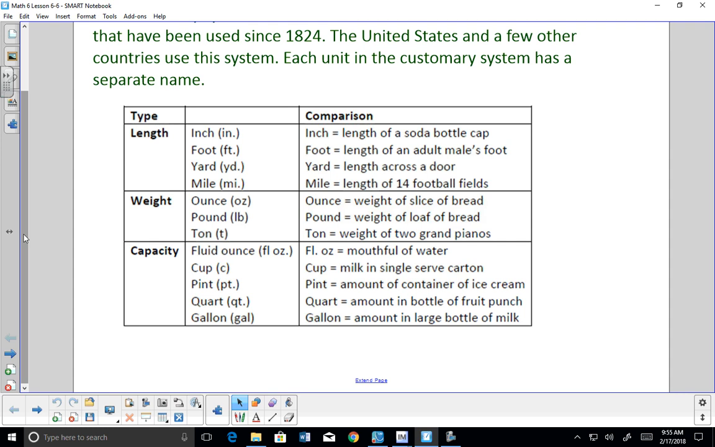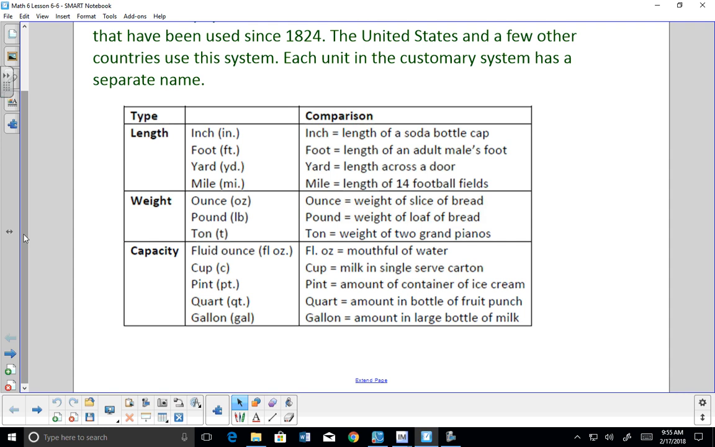A pint is about the amount in a small container of ice cream. A quart is about the amount in a bottle of fruit punch. And a gallon is the amount in a large bottle of milk. Okay? A gallon of milk. Most people understand what a gallon of milk is because most people, when they go to the store, buy milk in gallons. You do need to know the abbreviations.